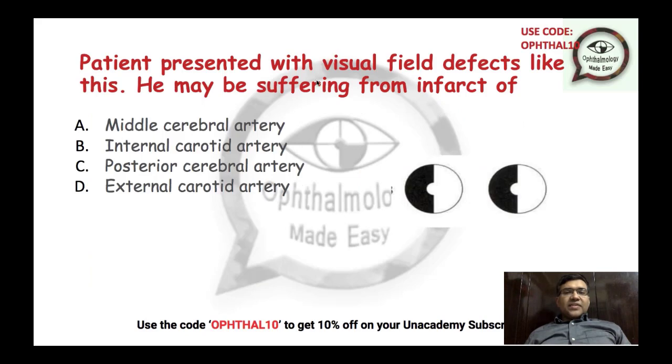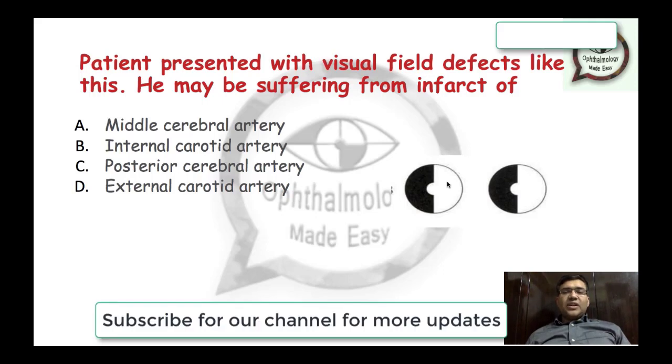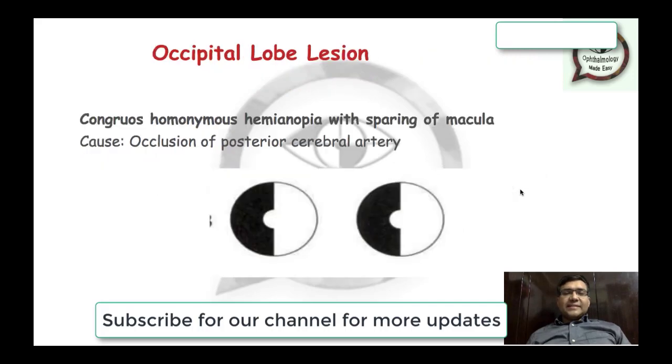Next question is they have asked about a field defect like this where you have a homonymous hemianopia, same side is involved, and you are basically having a macular sparing. So this is the patient who is having a posterior cerebral artery infarct, because the central area is basically supplied by which artery? The middle cerebral artery. So that is spared. So you have a macular sparing in that case.